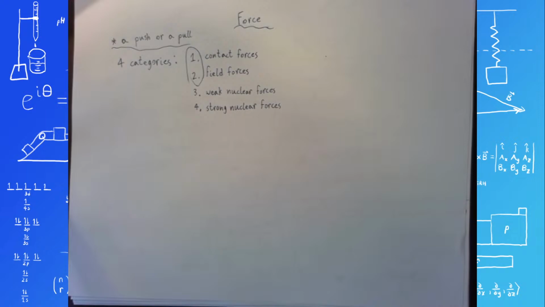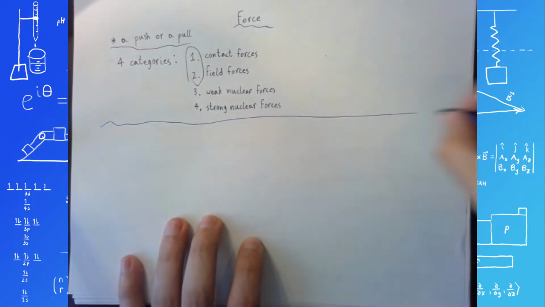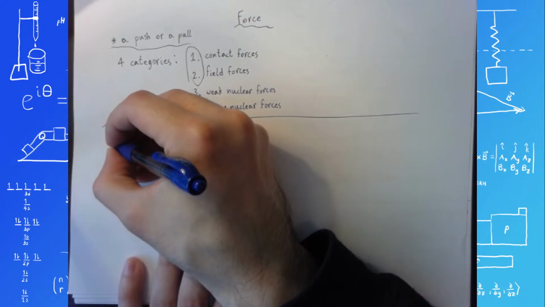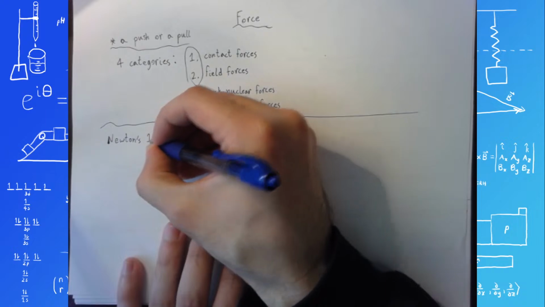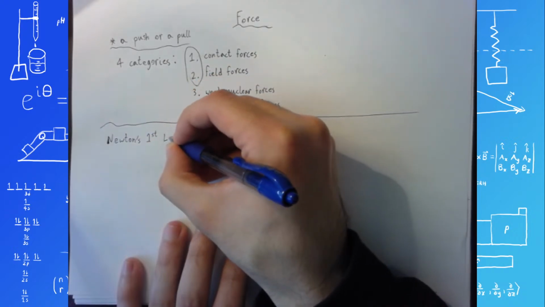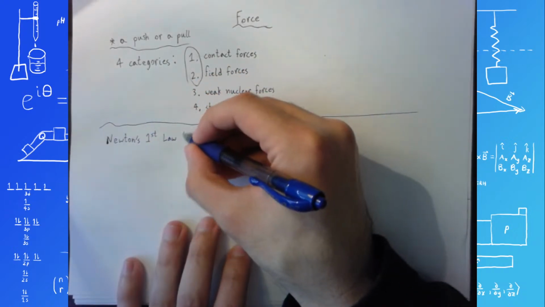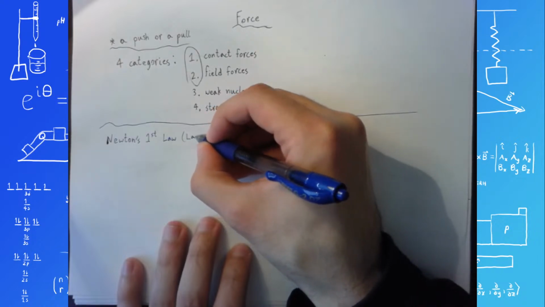Anyway, so we've covered our 4 categories of forces. Now, what do we have next? I guess it's time to talk about Newton's first law to understand what forces do. So, Newton's first law says, Newton's first law, which is also known as the law of inertia.